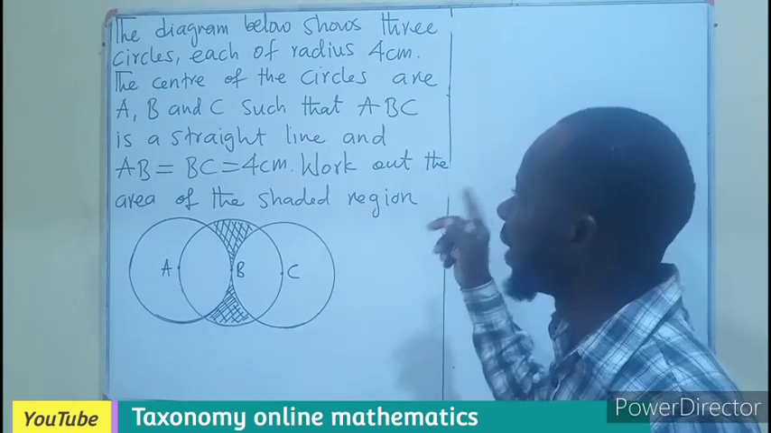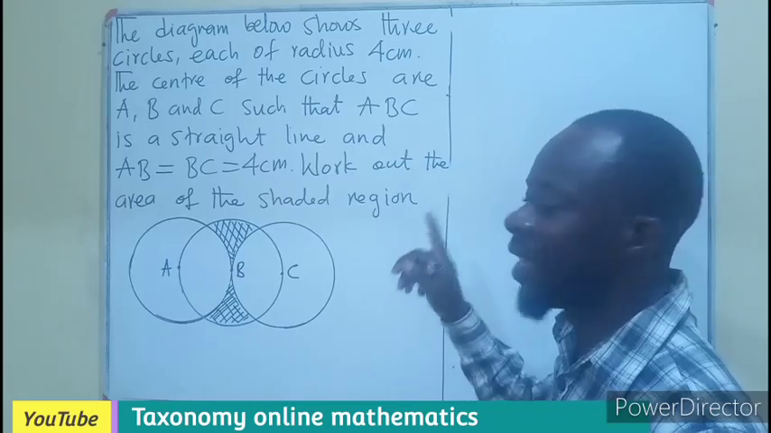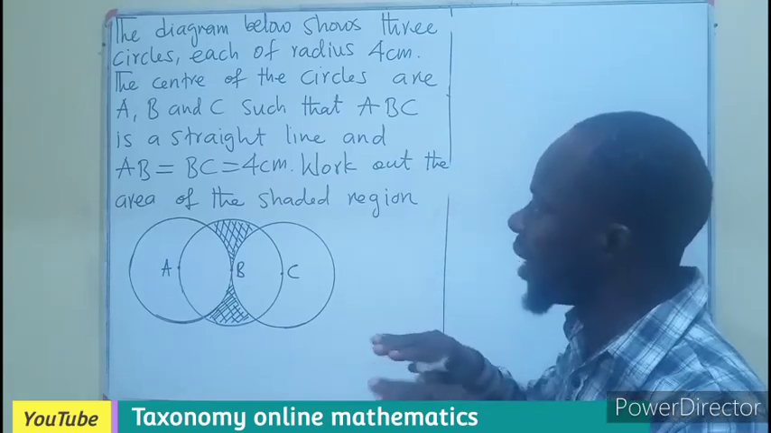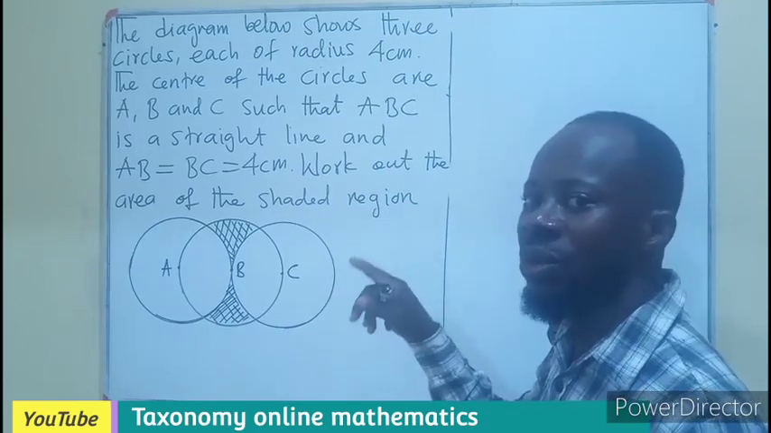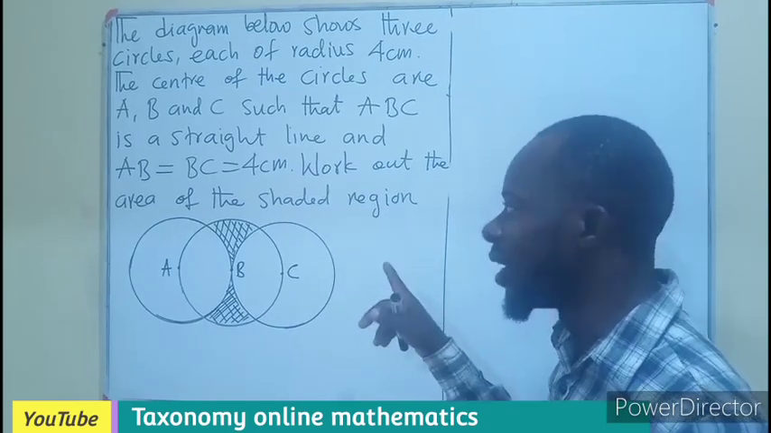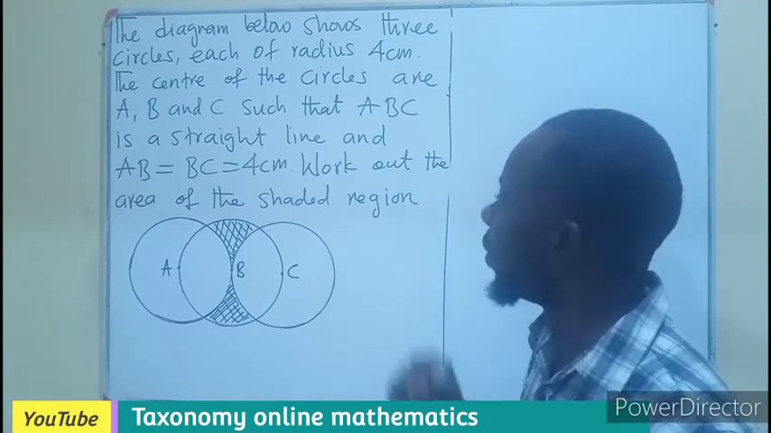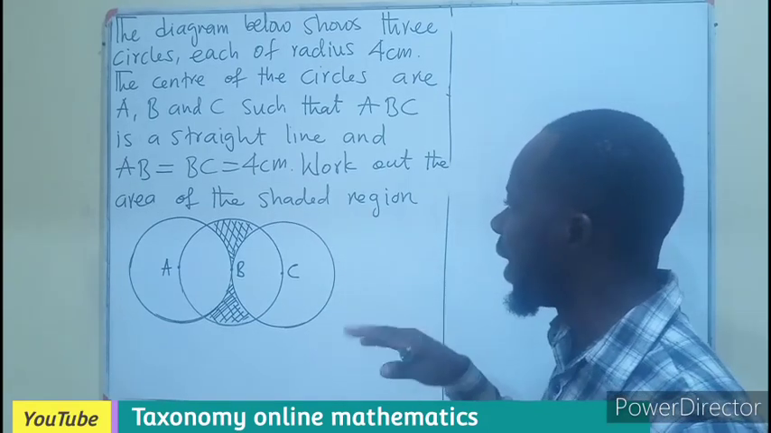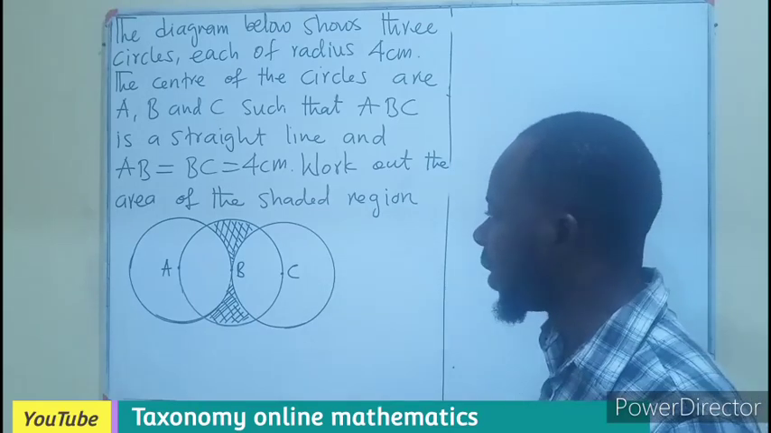The centers of the circles are labeled A, B, and C, such that ABC is a straight line, and the line segment AB equals line segment BC, and they all equal 4 centimeters, meaning that is a radius. So we have to work out the area of the shaded region.